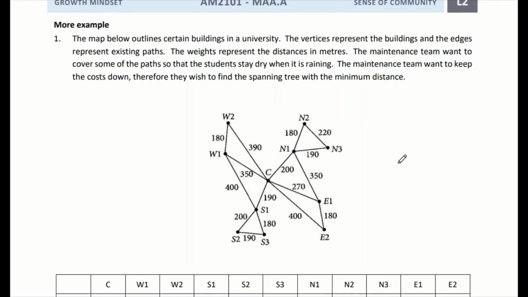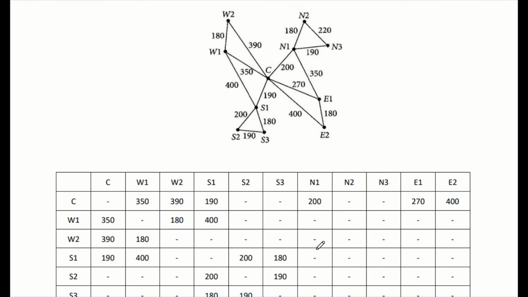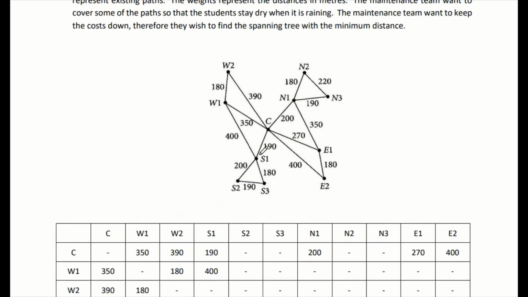All right, example 1. This is the same example as in our first handout as well. This is the one where you have different buildings in a university. The maintenance team wants to find the minimum spanning tree so that they can cover the path so that students are able to connect to every place when it's raining, right? Okay, so this is a distance table here. I'm putting in the network diagram here just for your reference.